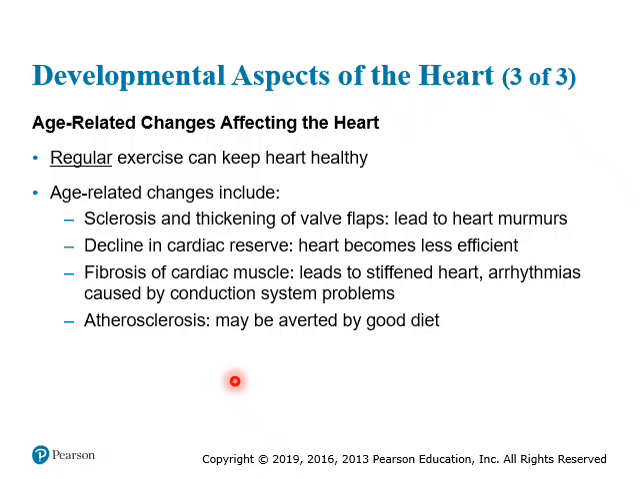So, regular exercise can always keep your heart healthy. Age-related changes would include sclerosis, which is a thickening of heart valves, leading to heart murmur and a decline in cardiac reserves, so the heart becomes less efficient. Fibrosis of cardiac muscle leads to a stiff heart, arrhythmias are caused by conduction system problems, and then atherosclerosis may be averted by good diet, pretty much.